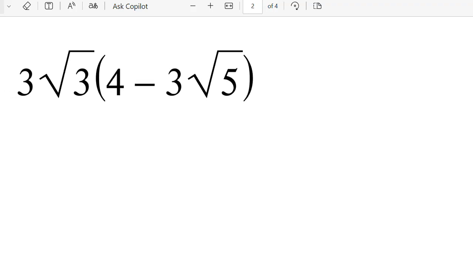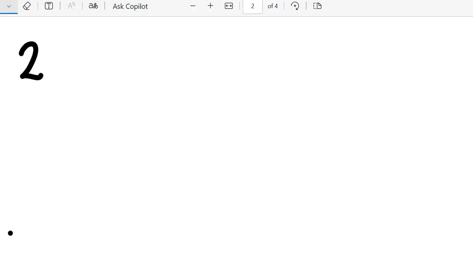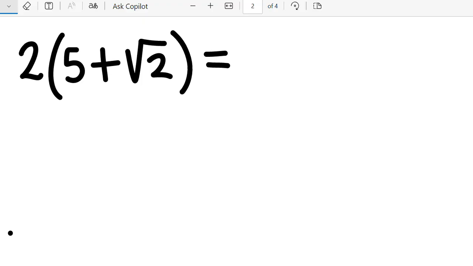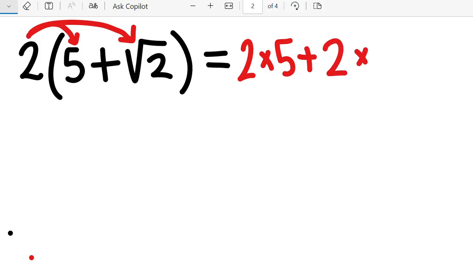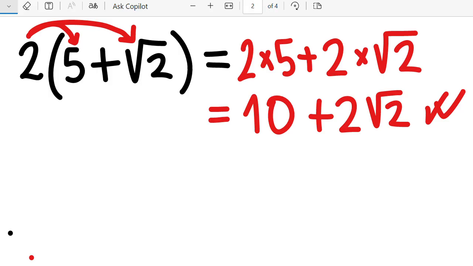But before we start with this one, I'd like us to revise this first. So if we have, for example, let's say 2 multiplied by 5 plus radical 2. Step 1 is, in expanding brackets, we multiply 2 multiplied by 5 and 2 multiplied by radical 2, right? So 2 multiplied by 5 is 10. 2 multiplied by radical 2 is 2 radical 2. We just put them together, right?